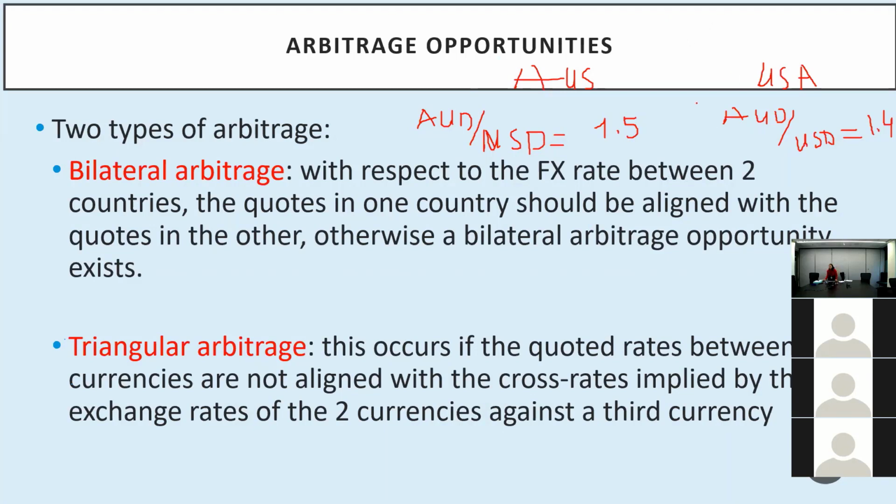So why does the bilateral arbitrage happen? It could just be a mispricing, right? So sometimes people in Australia might think that the US dollar is worth 1.5, but in the US they might think that it's not worth that much. Yeah. So there could be differences in investors' expectations about the currency.